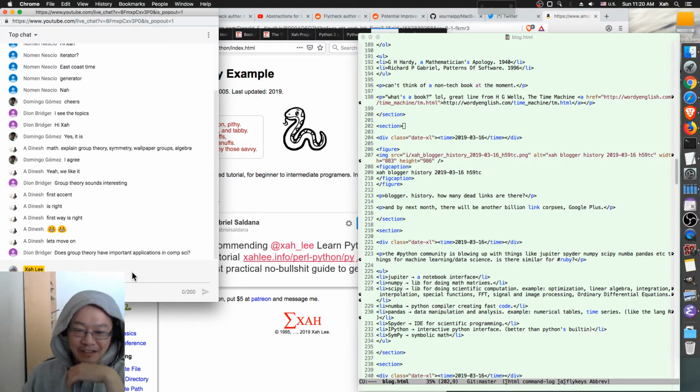Okay, here's the question: does group theory have important application in computer science? Practically speaking, no, zero. Well, it's kind of fuzzy. It's kind of hard to say. In one sense, every mathematics has fundamental application in computer science. In fact, computer science is just math. If you dig into the heart of computer science, it's all just math.